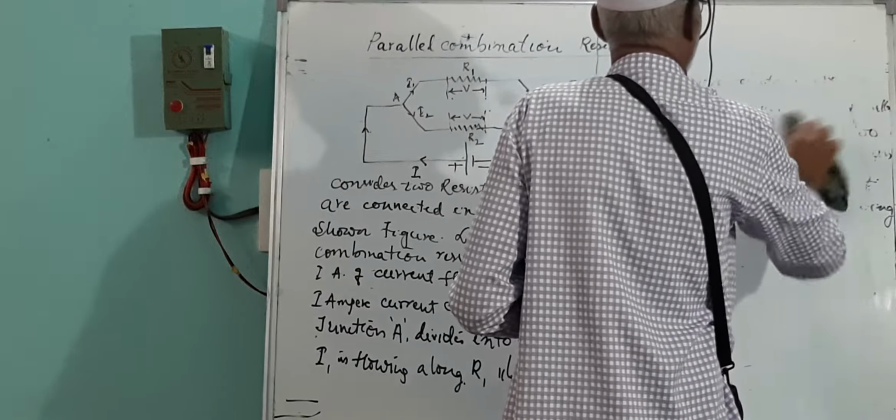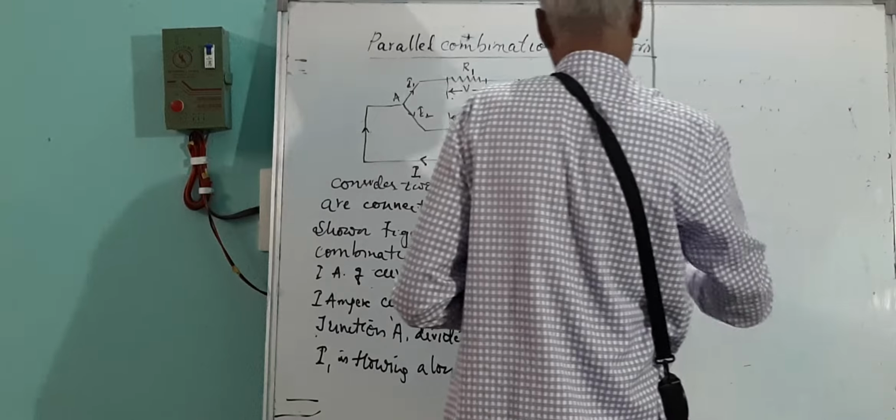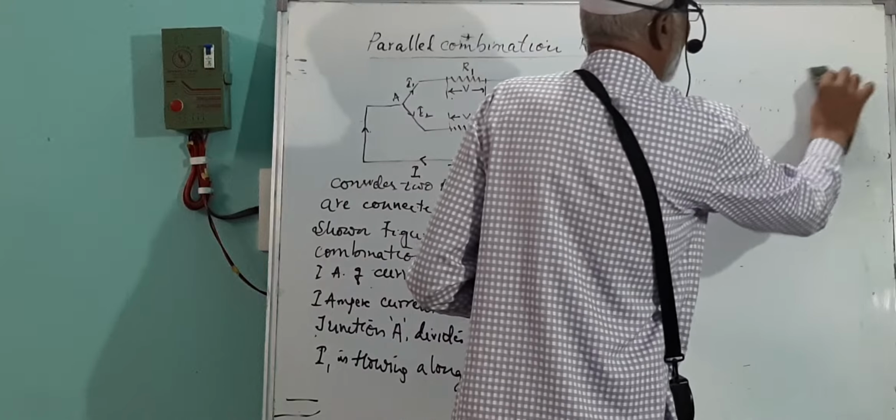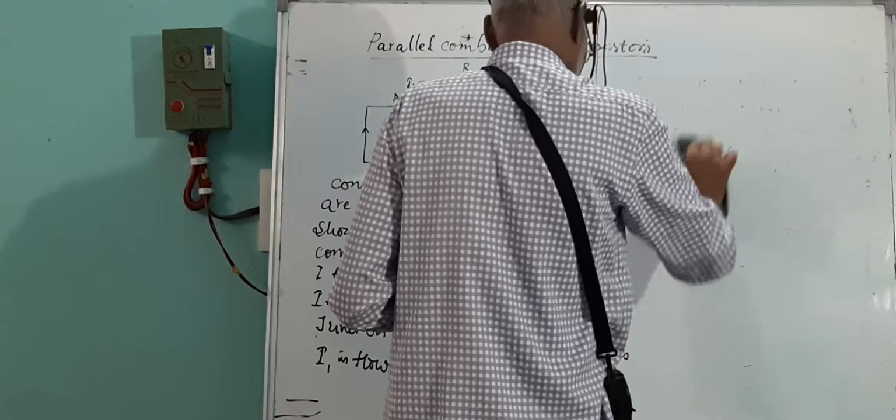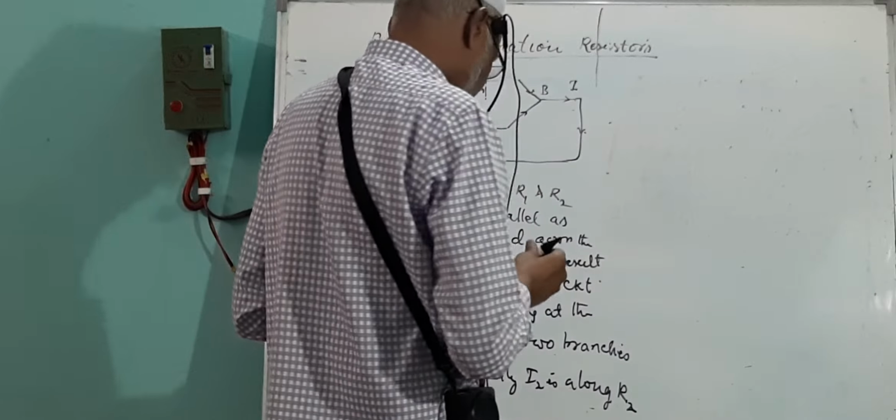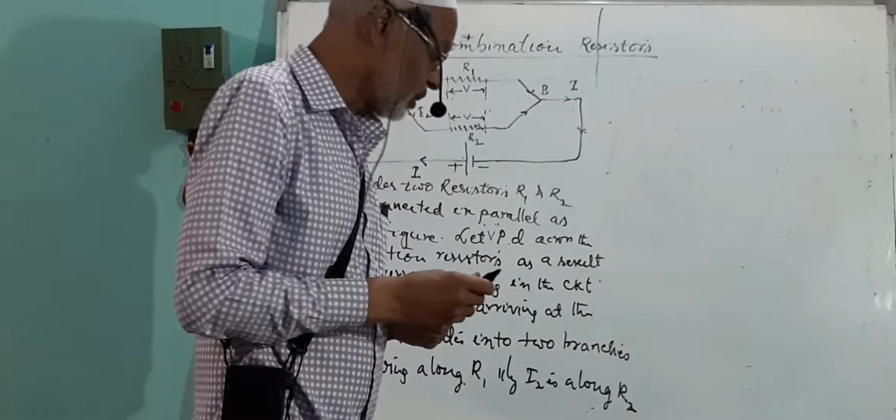From the figure, what is the conclusion you will write? Main current is equal to the sum of the branch currents. Where do we get the main current? At the junction A. A junction is a point where three or more conductors meet. In this circuit, there are two junctions.